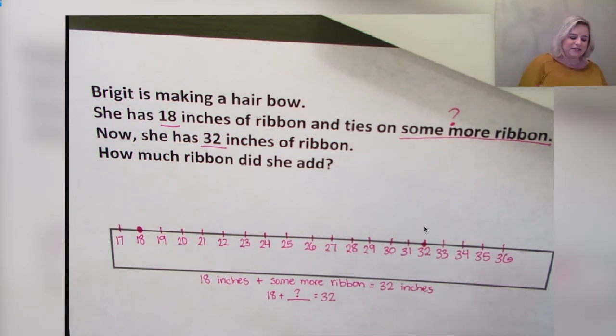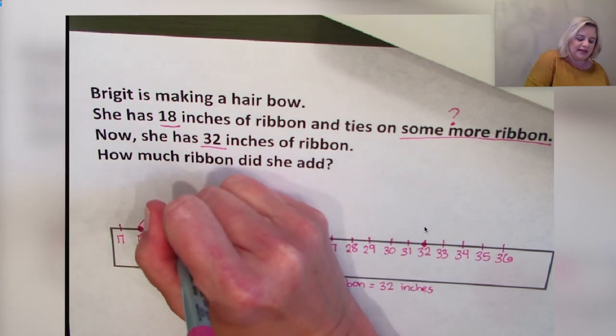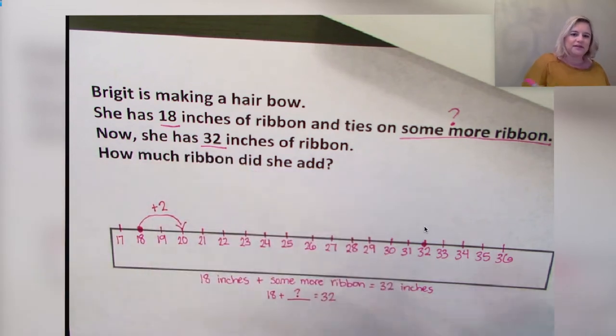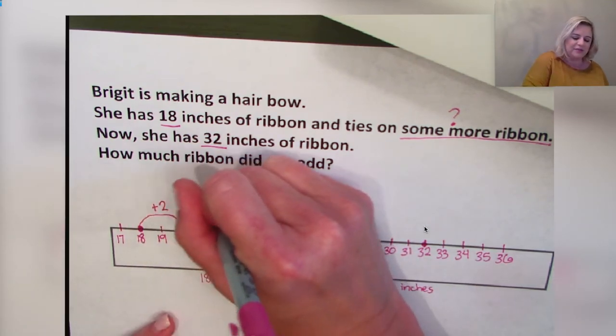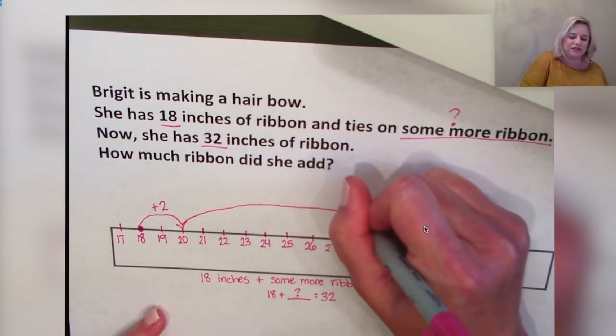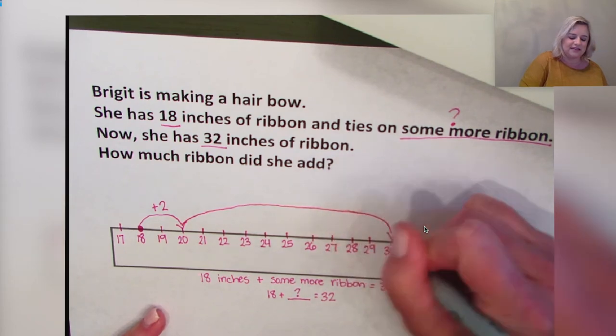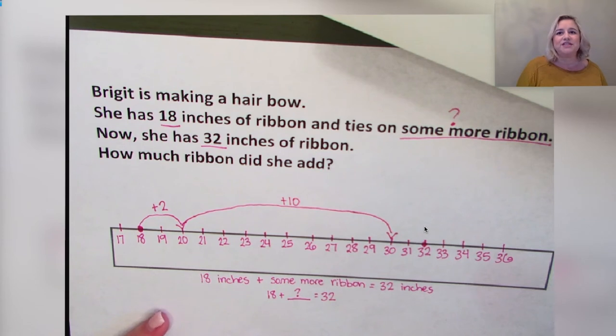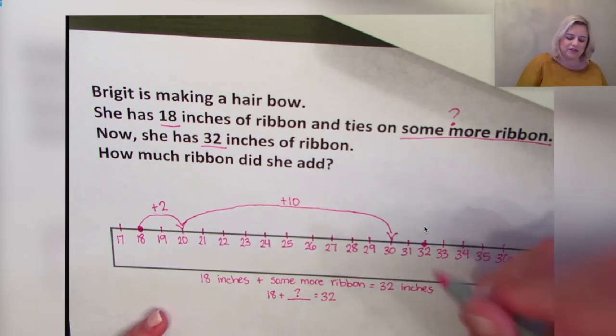Let's move 2 spaces to get to 20 to make it easier to count. So I moved 2 spaces to 20. Now, then we can move 10 more spaces to get to 30 because it's easy to count by 2s, 5s, and 10s. And then how many more spaces do we need to go? 2, very good, because we're going to 32.